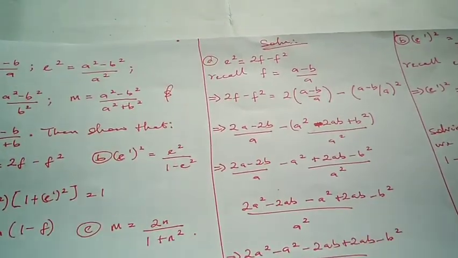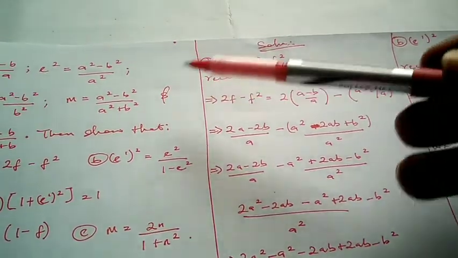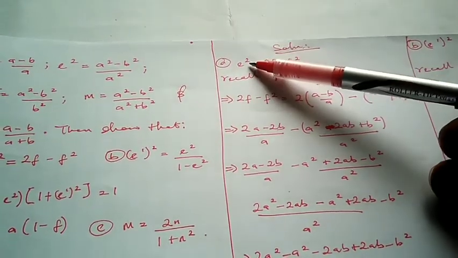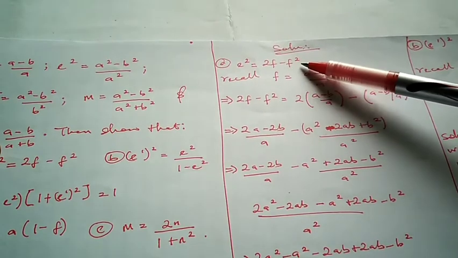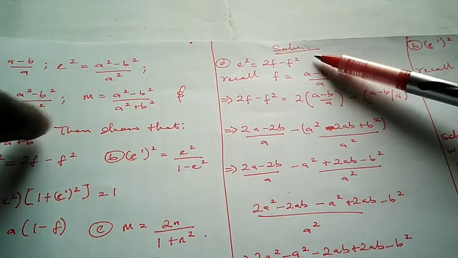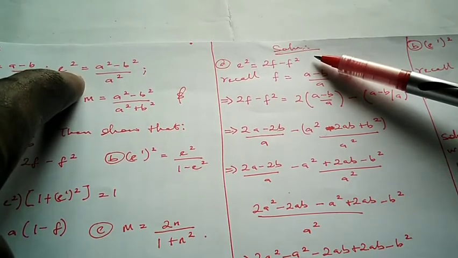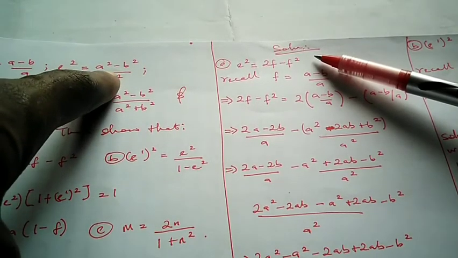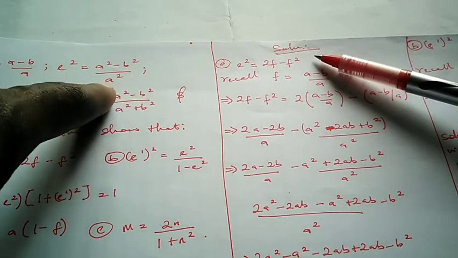Now let's continue. The first thing now is the a part, where they say we should show that e squared is equal to 2f minus f squared. Now we've already been given what e squared is. They told us that e squared is equal to a squared minus b squared all over a squared.